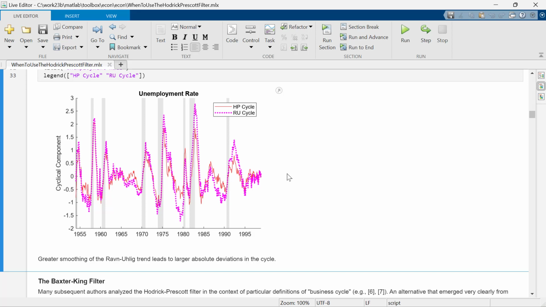So that's a little background on the Hodrick-Prescott filter, where it came from and how it's used. It involves setting this smoothing parameter, and again, that's debatable about what the value of that smoothing parameter should be.